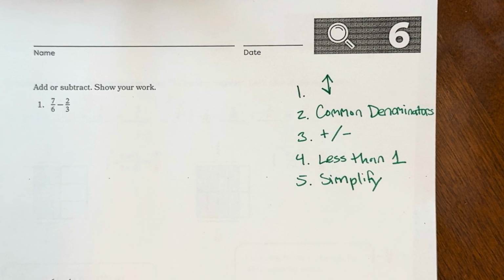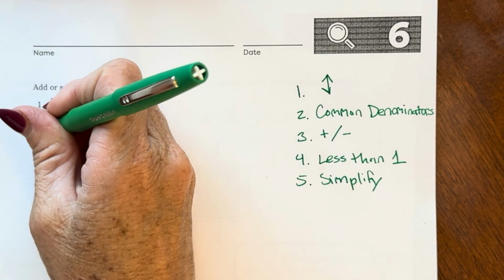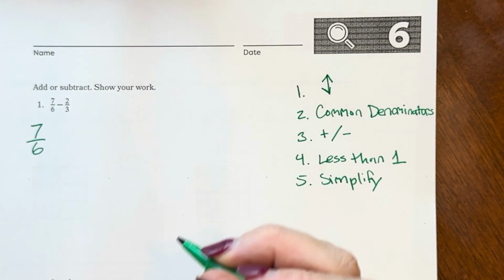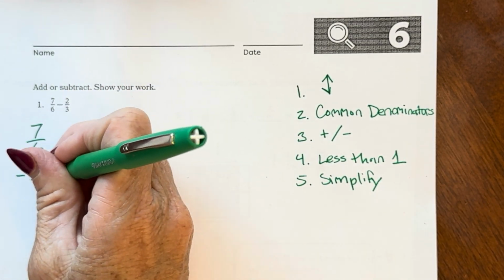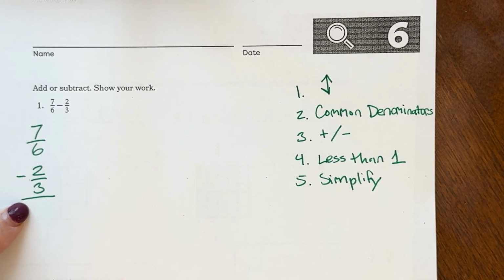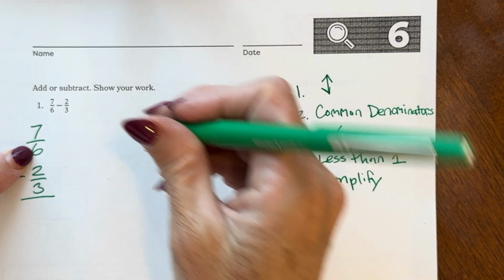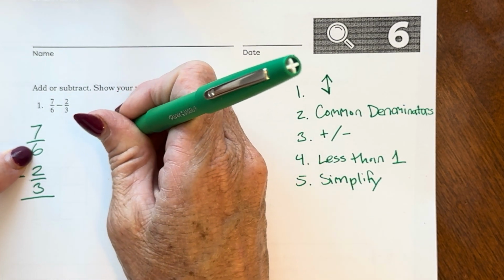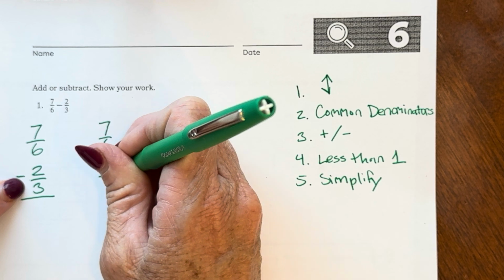Okay, so let's get started on number 1. We're going to skip the pictures and go straight to the math. So 7/6, and we're going to subtract 2/3. I set it up vertically. I see my denominators are different. So the first thing I'm going to say is, can our small denominator fit into our large one? Yes. So that's going to be the denominator we're going to use.